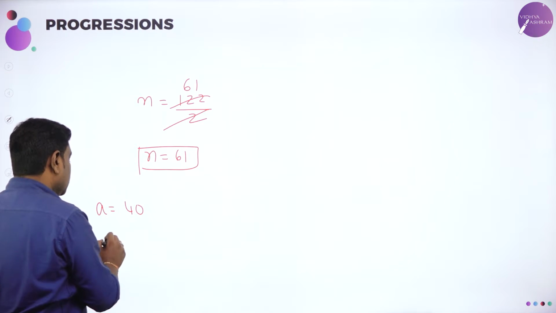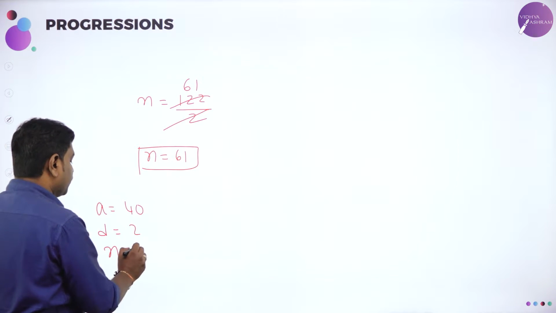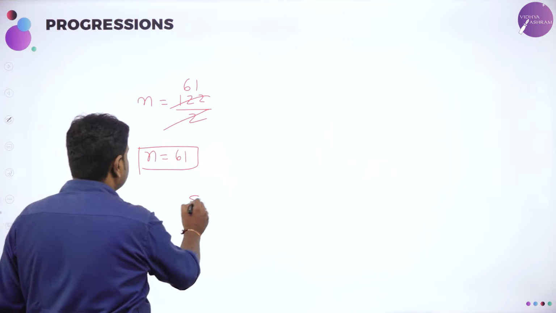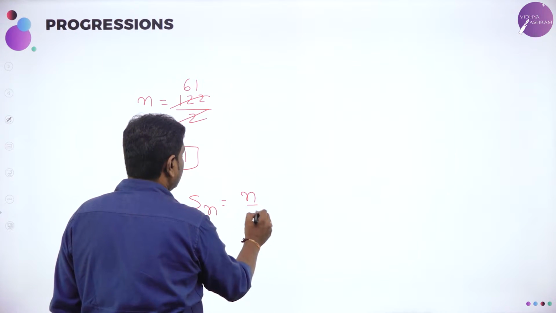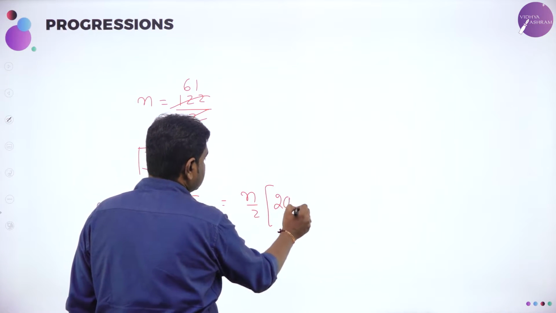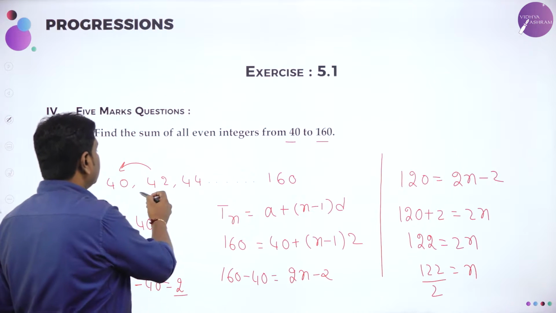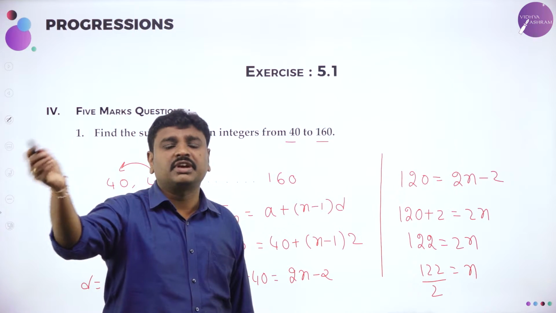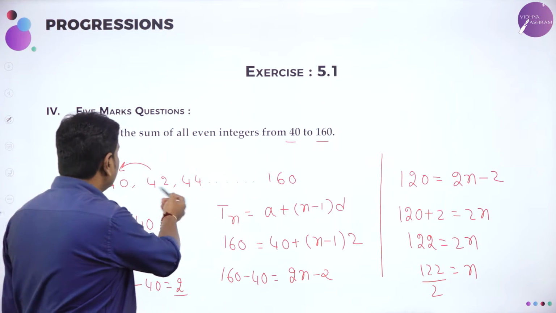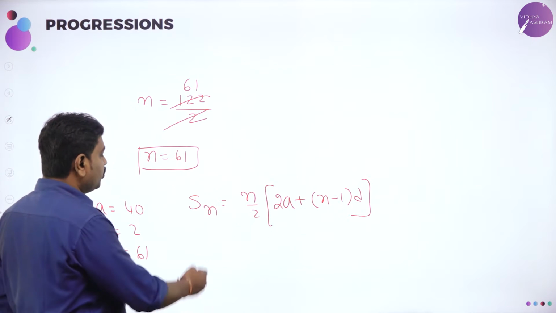So now dear students, you have a as the first term 40, common difference exactly 2, and the number of terms n is 61. Now they want the sum of n terms, Sn. What is Sn? n by 2 into (2a plus (n minus 1) into d). Very first important thing is you should see 40, 42, 44, they are even integers. Even integers are in arithmetic progression because they have a common difference of 2. So that's why first I use the arithmetic progression general term, nth term.